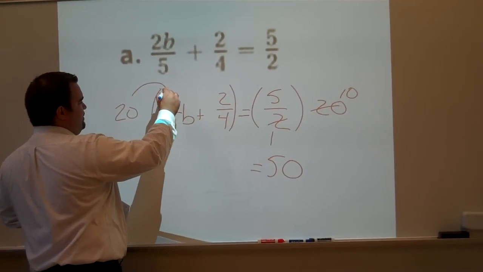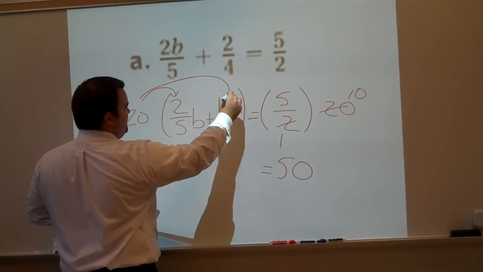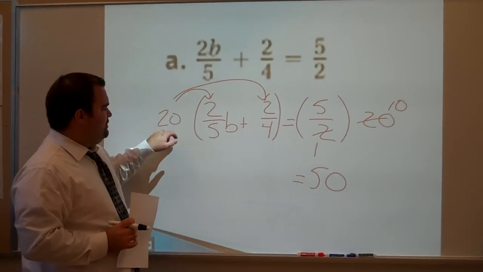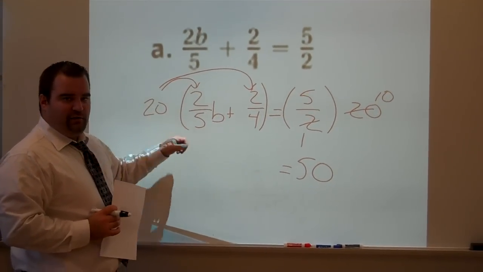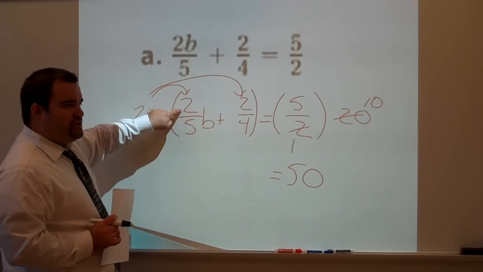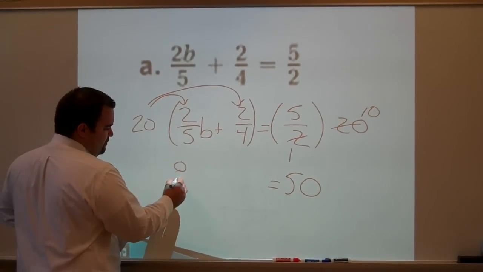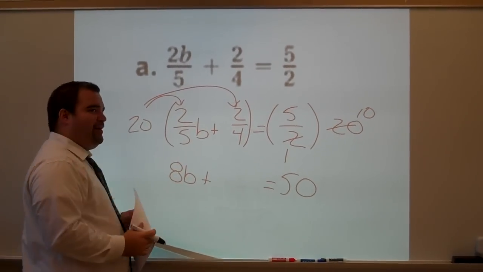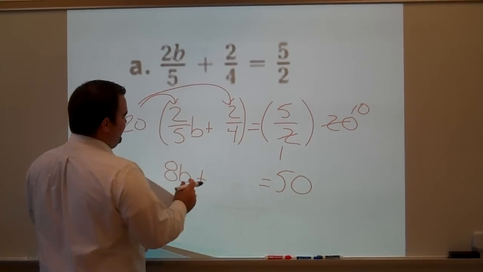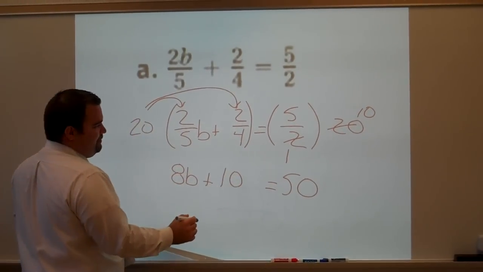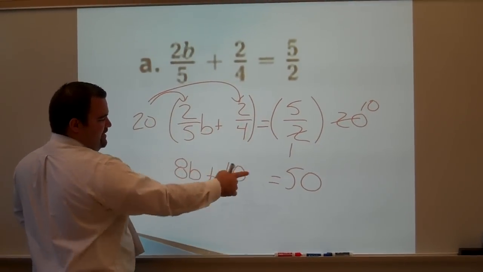Okay, now we got to do some distributive craziness. 5 and 20. How many 5s are in 20? So that would be 4 times 2, which is 8. 8b plus, how many 4s are in 20? 5 times 2, which is 10. 8b plus 10 equals 50?